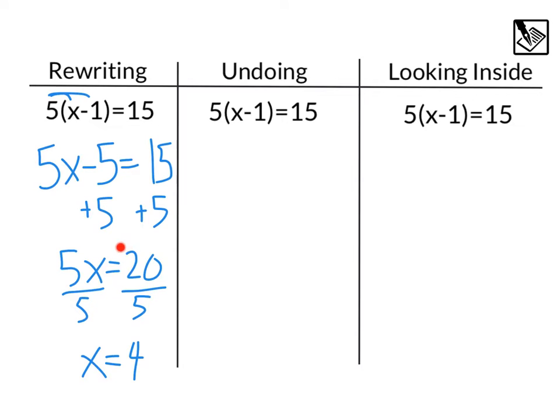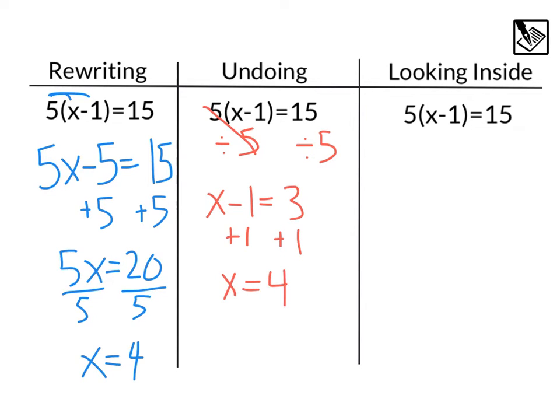So we know we used a little bit of that here, but what if we didn't want to distribute? We can actually take this 5 times (x - 1) and divide by 5, and that 5 is going to cancel out, leaving us with x - 1 = 15 divided by 5, which is 3. We undid the multiplication. Here, we're going to undo the subtraction by using the inverse addition, and we'll get x = 4, which is the same thing we got in our first method of rewriting.